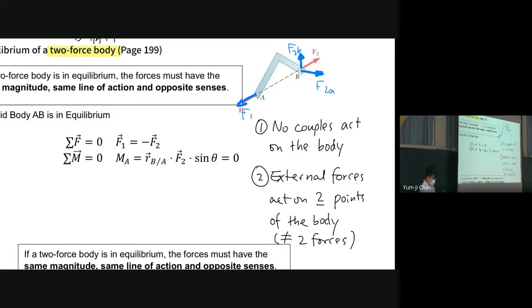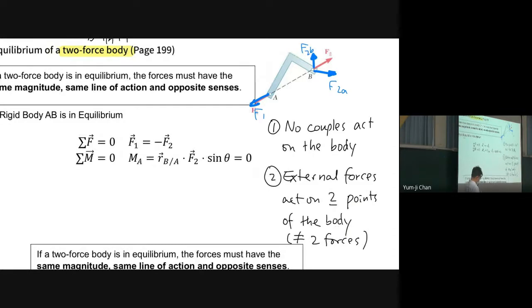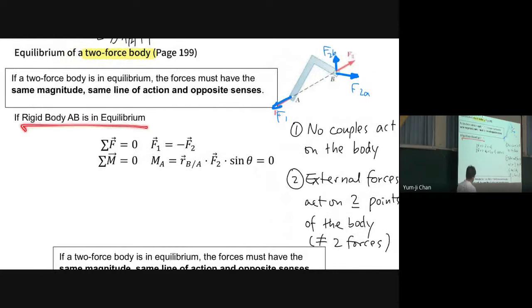Now we work on the simple example of having F1 and F2, and let's see what happens. Suppose the body is in equilibrium, so we need to satisfy these two equalities: summation F equals 0 and summation M equals 0. Summation F equal to 0 means that F1 is equal to negative F2, right? Because this one goes to the left-hand side downwards, and this one should go to the right-hand side upwards.